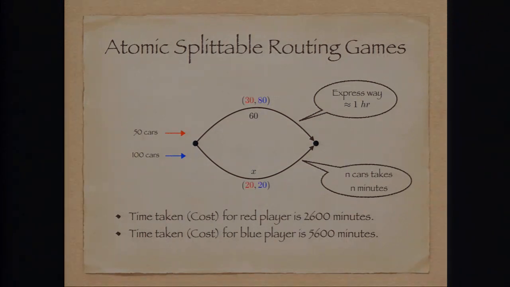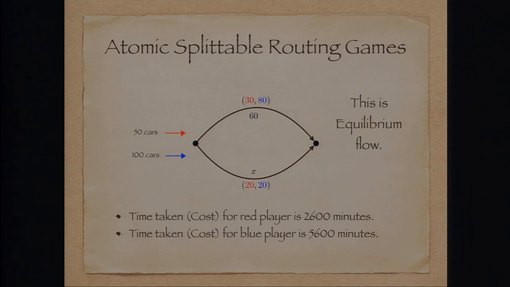Now this is another strategy, and it can be computed that this strategy is the equilibrium. Unilaterally, none of them can change their strategy to decrease their cost.